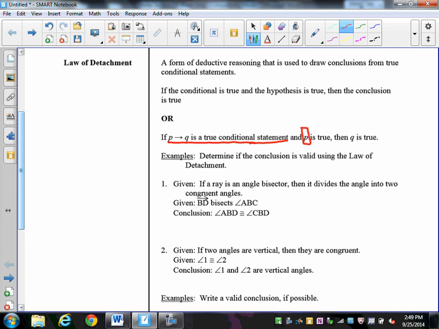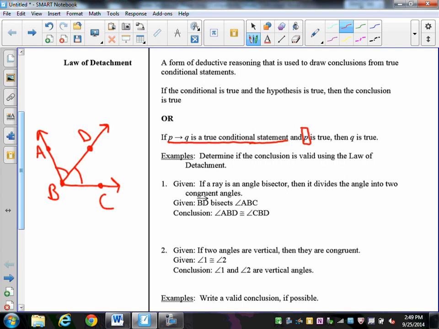Is number one a valid way to use the law of detachment? If a ray is an angle bisector, then it divides the angle into two congruent angles. So we need to remember what an angle bisector is. If I have angle ABC, and I said ray BD was an angle bisector, that would break it up. It would divide it into two congruent angles.